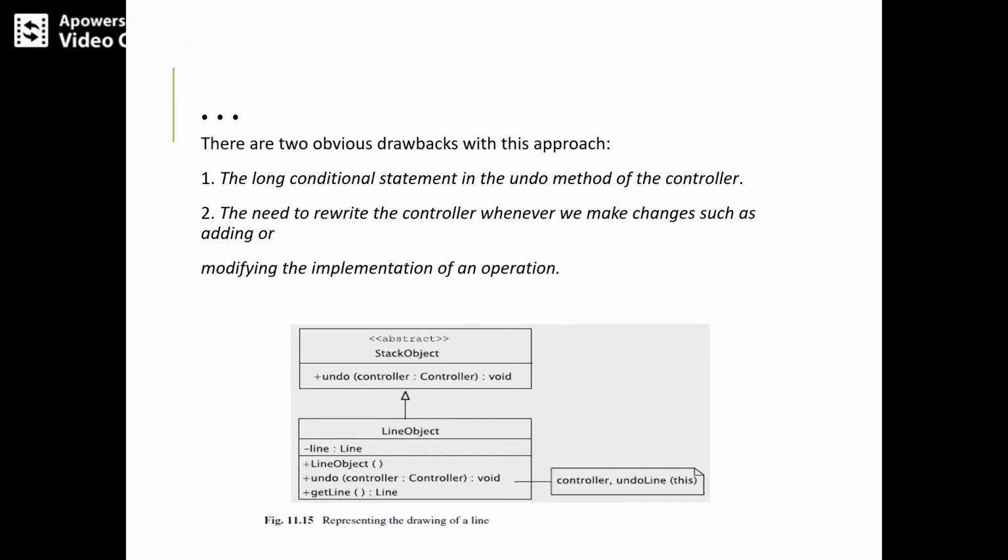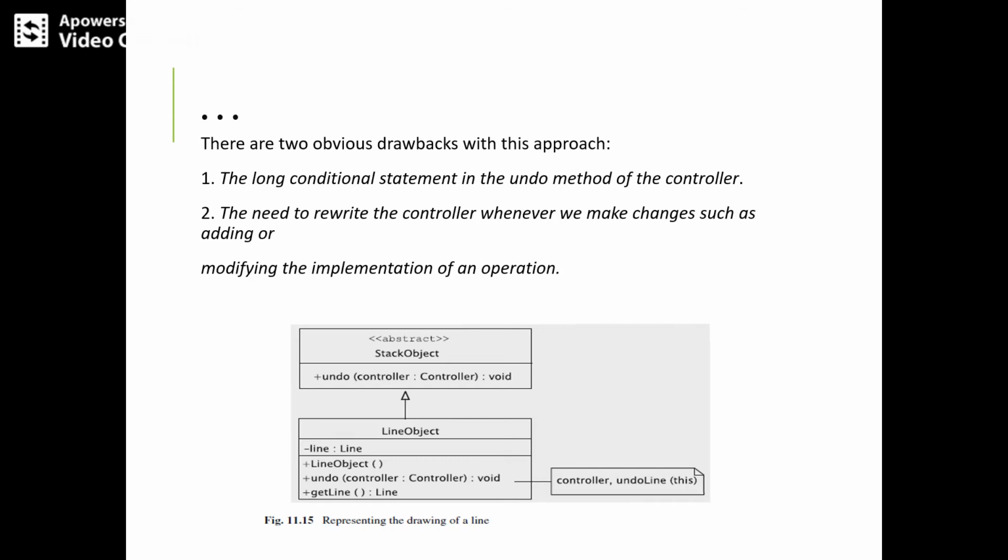So there is one drawback: the long conditional statement in the undo method of the controller. Another drawback is the need to rewrite the controller whenever we make changes, such as adding or modifying the implementation of an operation. So we say that particular operations, so this we could represent as drawing a line. But before that we should discuss how these issues can be resolved. So what is the drawback actually?